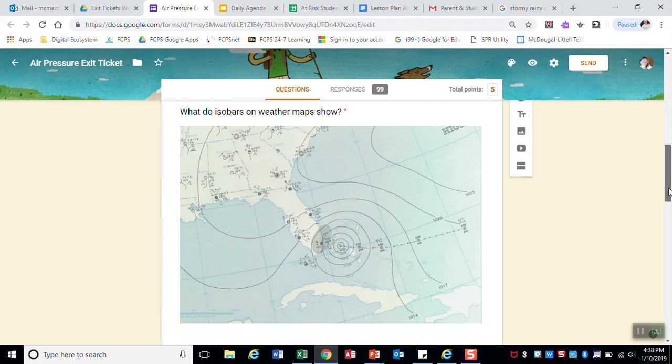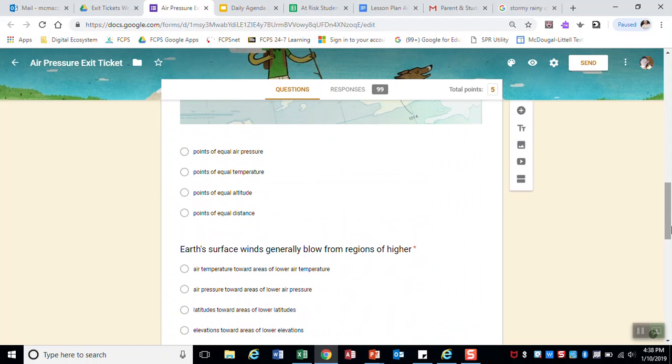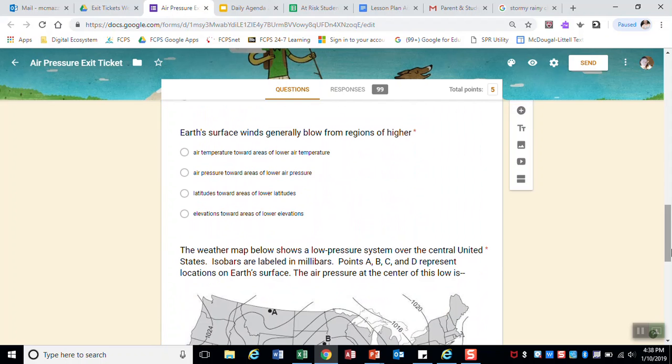The second question says, what do isobars on weather maps show? All right, you already know. Iso means equal. Bar sounds like barometer. So a barometer measures air pressure. An isobar on a weather map is going to be showing you points of equal air pressure. The third question says, Earth's surface winds generally blow from regions of higher what? We know now that wind blows from areas of high air pressure to areas of low air pressure.